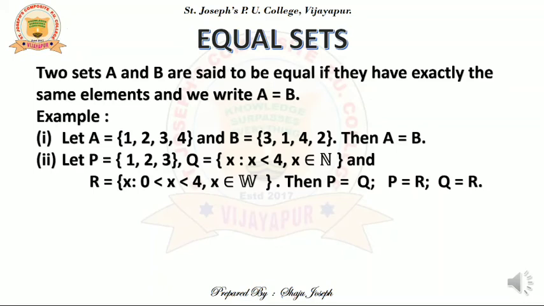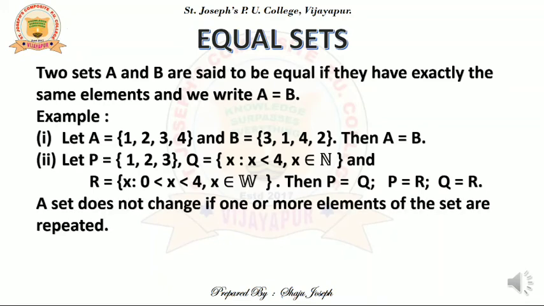Example C. In the first example, A is 1, 2, 3, 4. B, if I write as 3, 1, 4, 2, 3. Again, if 3 is repeated, it looks like it has 5 elements, but it does not, because 3 has been repeated twice. Only the distinct elements, if we check, they both remain the same. So, we need to remember.